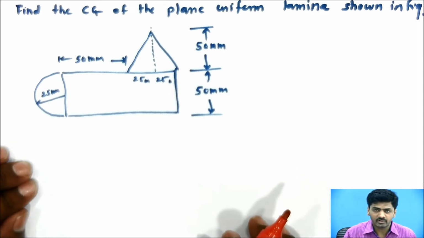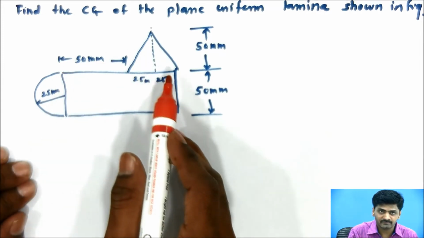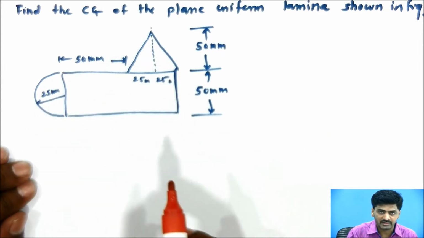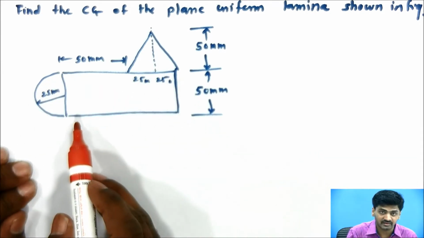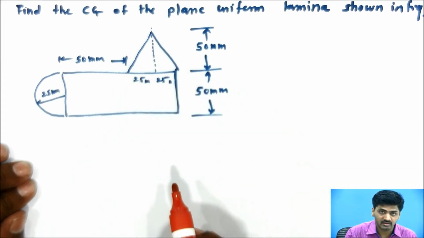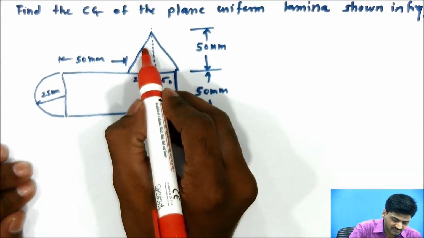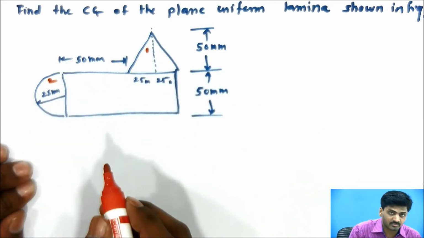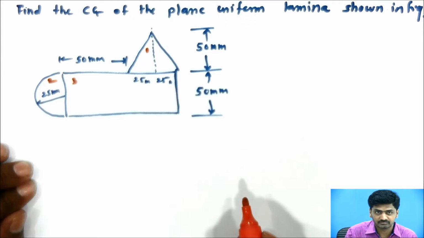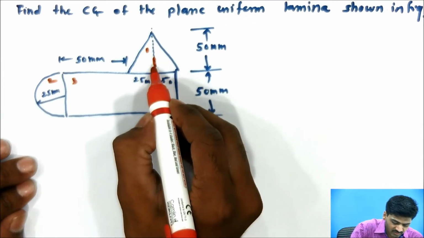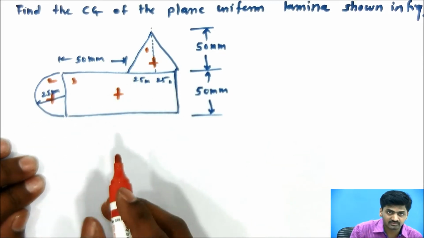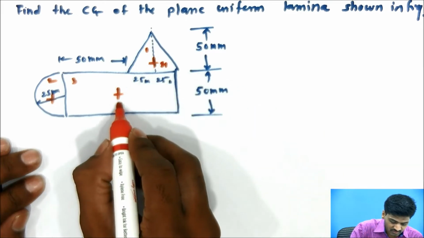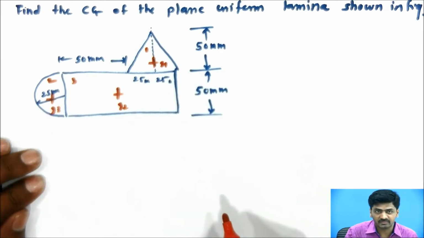My dear friends, whenever you are identifying the centroids, first of all, you may bifurcate the given figure into a number of simple figures. First, consider the semicircle, then the rectangle, then the triangle, and then try to identify it. So for example, this is my figure number 1, this is figure number 2, this is figure number 3. So the centroid for the first, this is for the second, this is for the third. So you may consider G1, G2, G3.